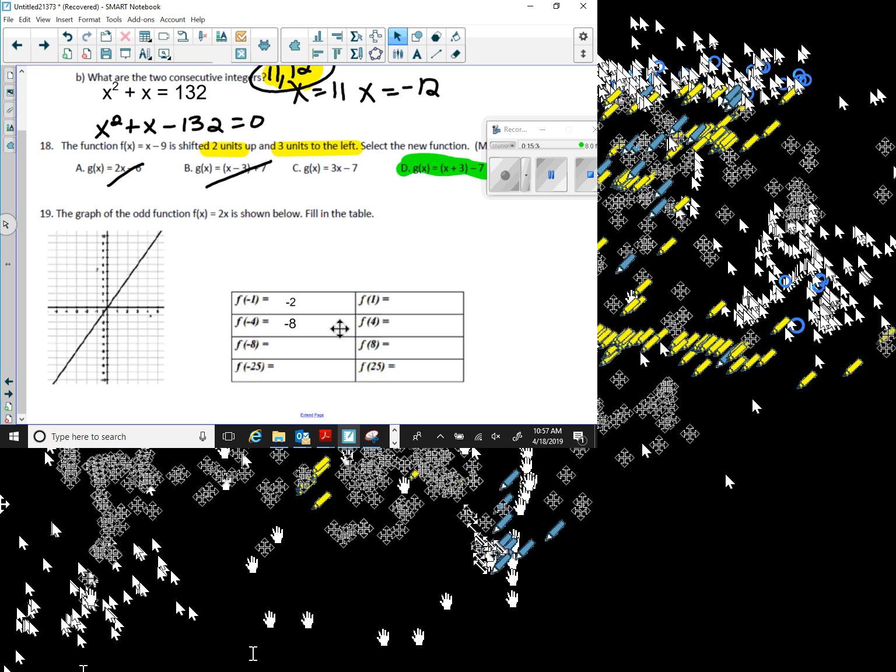When you plug in an x of -1, what's 2 times -1? -2. What's 2 times -4? -8. You're multiplying by 2 because that's what the function tells you to do. What's 2 times -8? So your answer there is -16. What's -25 times 2? There you go.